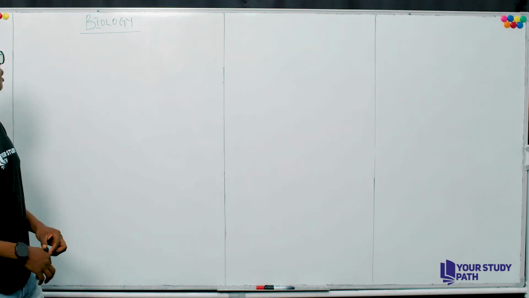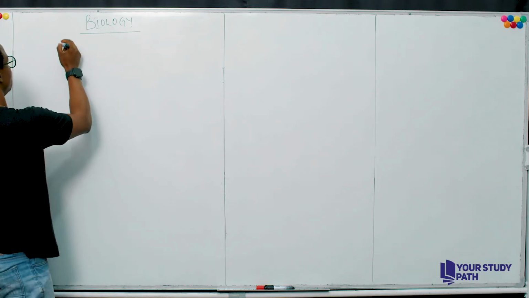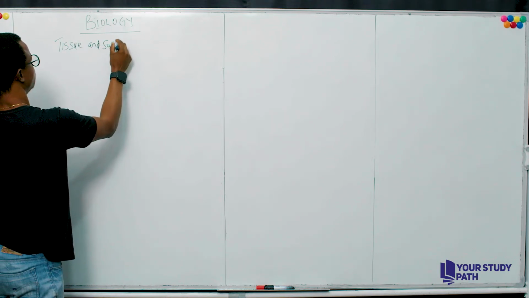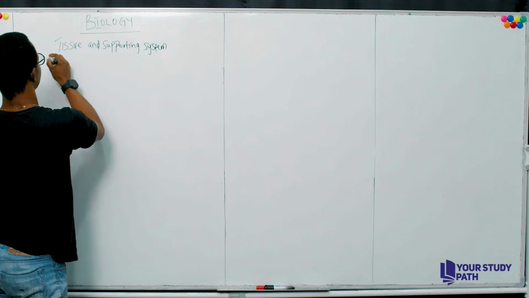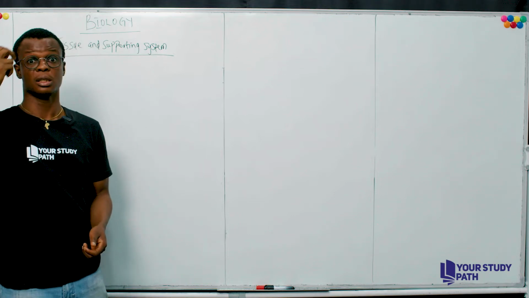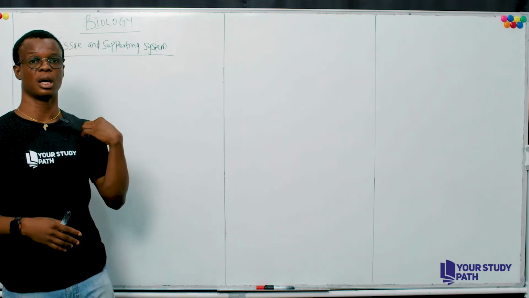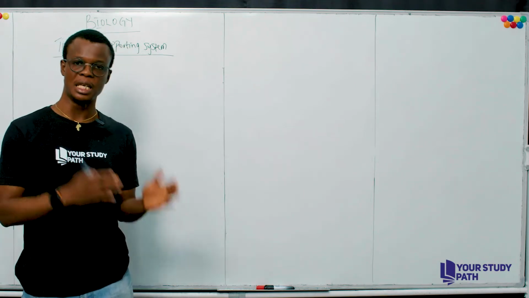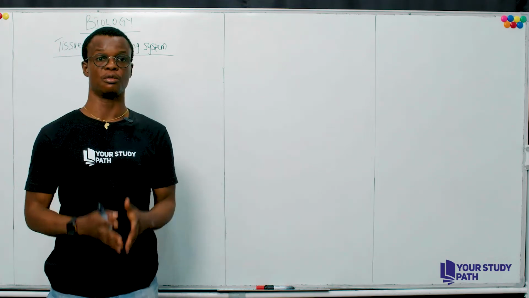So, today we'll be discussing tissue and supporting system. Prior to this class, we've looked at digestion, how food is broken down into simpler particles, and excretion, how the materials that are broken down in the body of an organism leave the body. So generally, we are talking about the entirety of the body of a living organism.